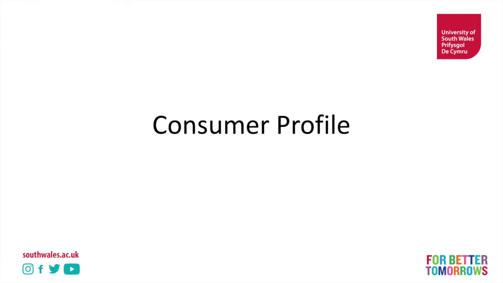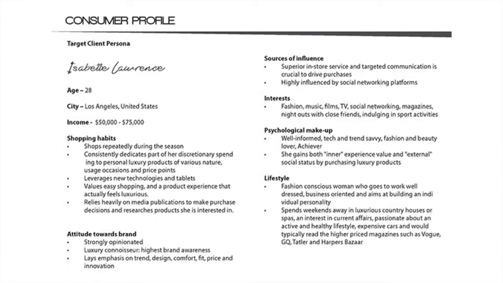And we do this by developing ourselves a customer profile. Here's an example of one. Well, this is very pixelated. But you can see it includes things like age, location, income, and then shopping habits, looking at attitudes towards brands, these sources of influence, interests, psychological makeup, lifestyles. But this person doesn't really exist. This is a very high income for someone this old who lives in a really massive city. LA is an enormous city in the US. And the likelihood of that person having that amount of money and still being able to buy clothing whilst living in that city is pretty minimal.